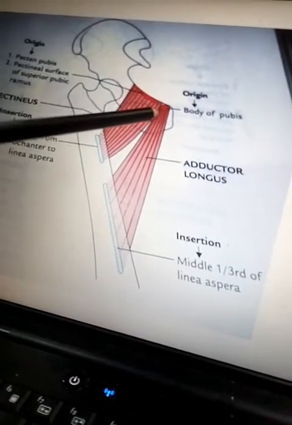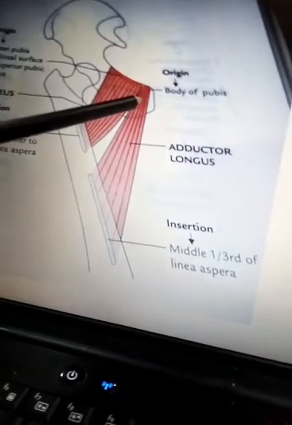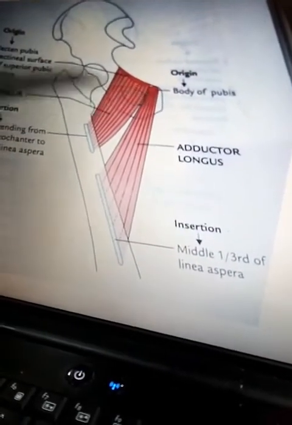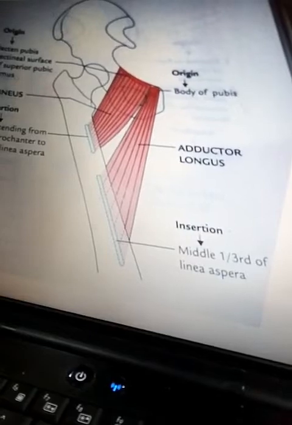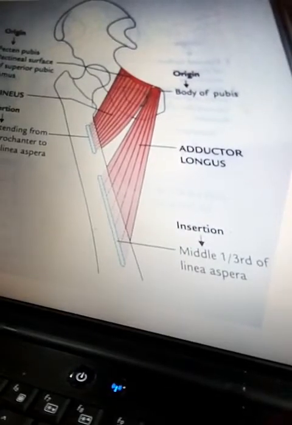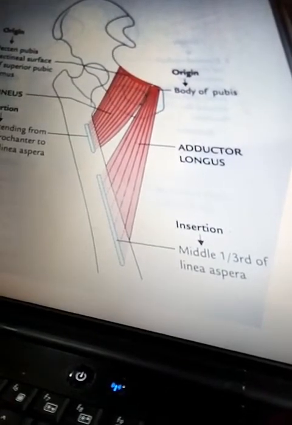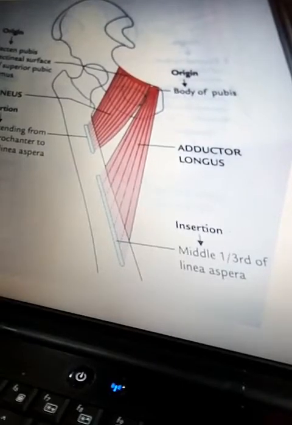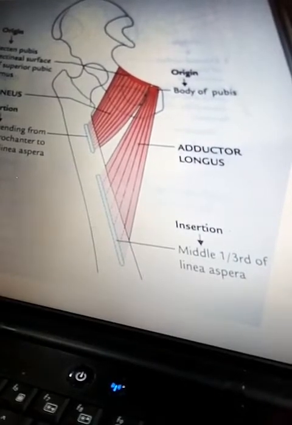Sometimes there is formation of bone in the tendon of origin of the adductor longus, that is mostly seen in horse riders. That bone is known as rider's bone.